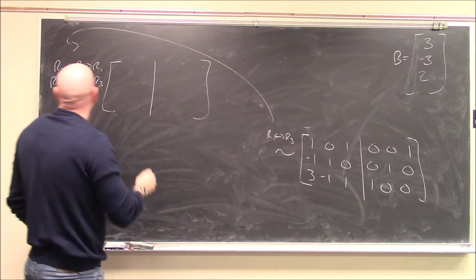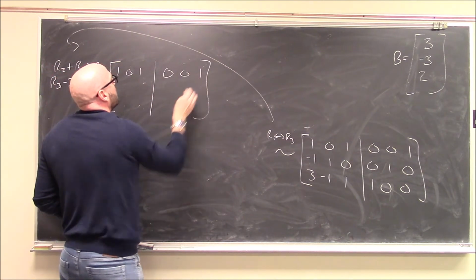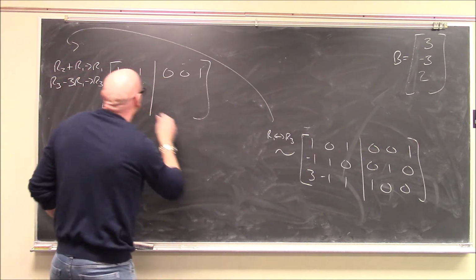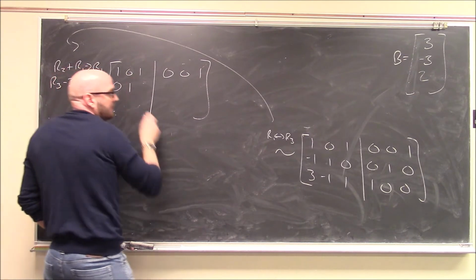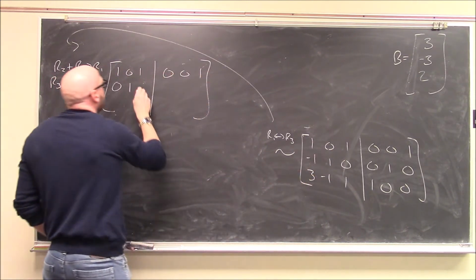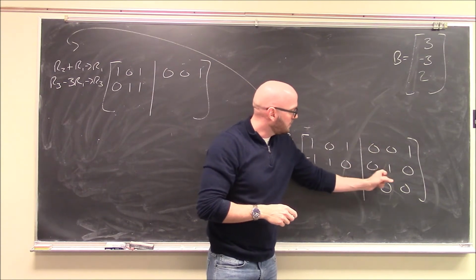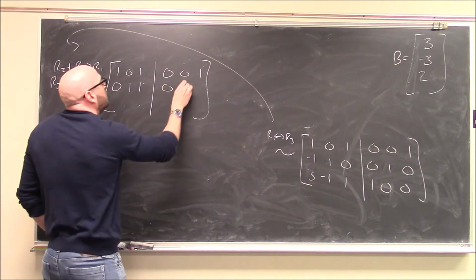Row 1 is going to stay the same. I'll just copy this down. Now we're adding row 1 to row 2, so we've got 0, 1 plus 0 is 1, 0 plus 1 is 1. Keep going past the augmentation bar, we've got 0 plus 0 is 0, 1 plus 0 is 1, 0 plus 1 is 1. So we're looking at 0, 1, 1.